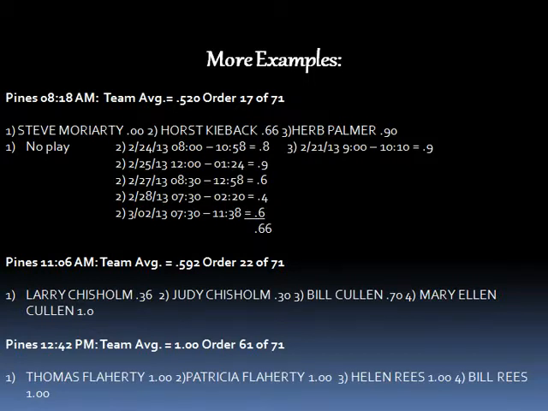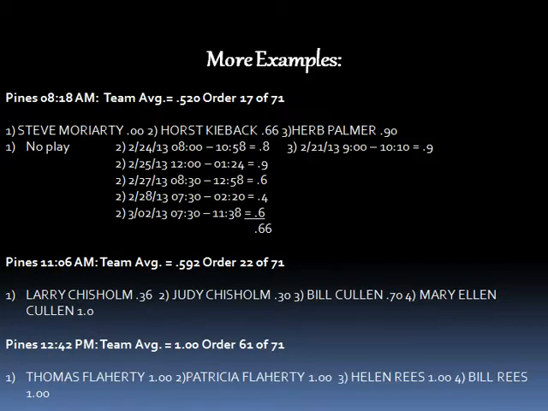Mr. Quebec had a .66, and his is the sum of a bunch of play that he had during the week, during that 7-day window. He had 5 plays. On February 24th, he asked for 8 o'clock, got 10:58, which missed his tee time by 2 hours, so that gave him a 0.8 in points. On 12:25, he asked for 12. He got 1:24, and it always rounds down to the lowest or nearest hour.